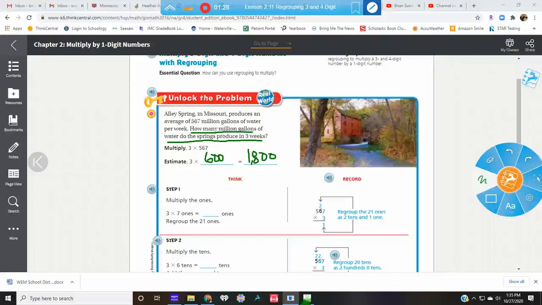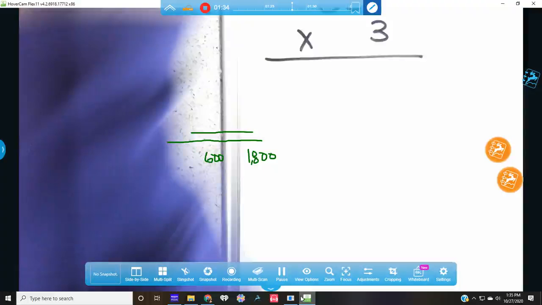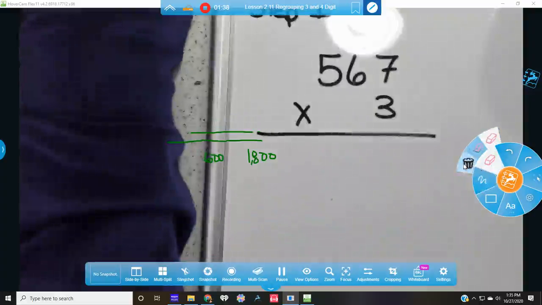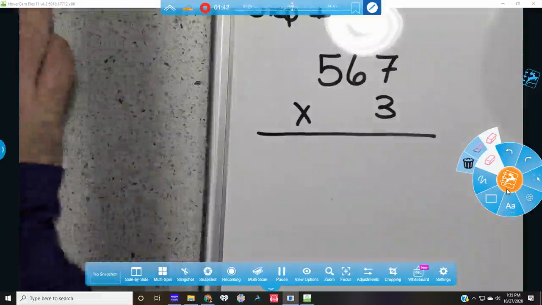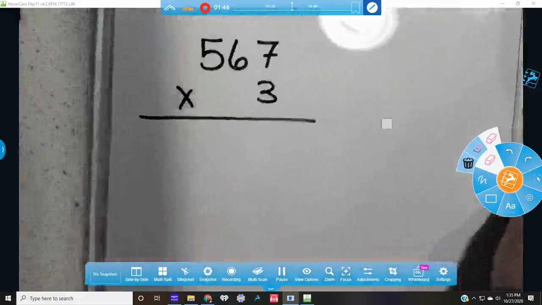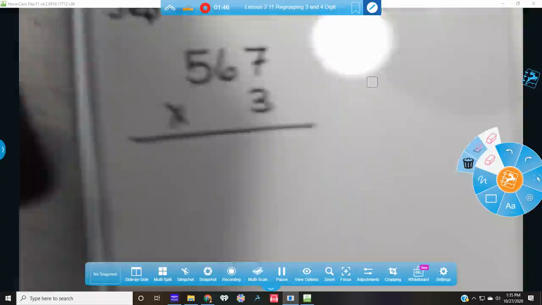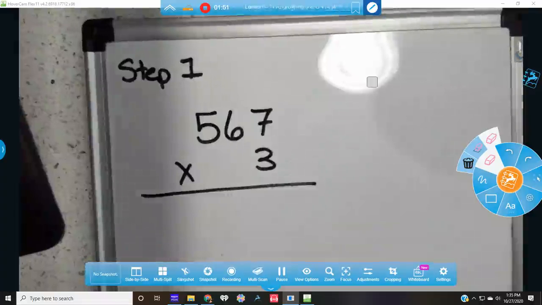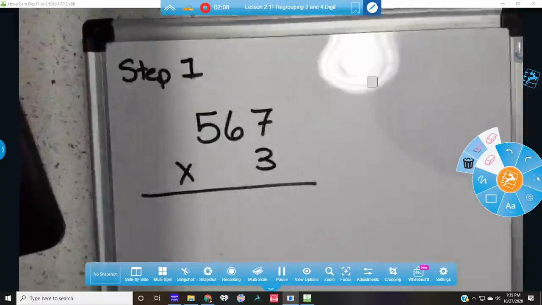Now I'm going to jump over to my dot camera here. Let me get rid of these. Okay. So I am going to move this into place a little bit better. Alright. So step 1, we are going to multiply the ones. Okay, we know that our ones are, here's my blue, right here.